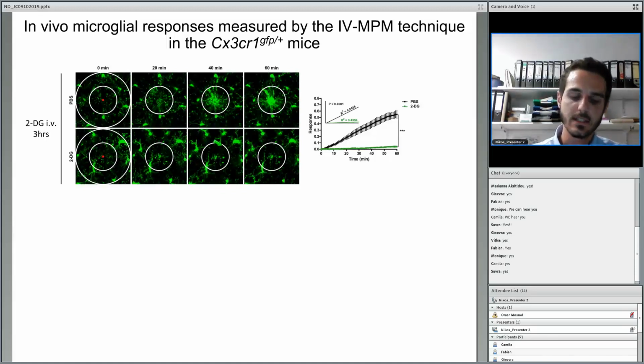They provide a supplemental video on the homeostatic motility of the microglia that is not affected by the 2DG injection, and therefore they make their point a bit stronger, saying that under normal conditions microglia are not glycolytic, and therefore the 2DG doesn't have an effect on this motility. However, when they become activated and need to produce a lot of energy by using glucose, this is when 2DG is blocking this process.